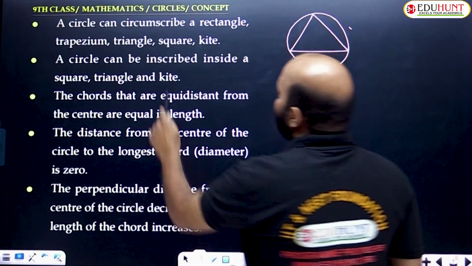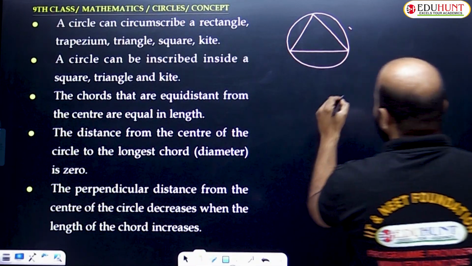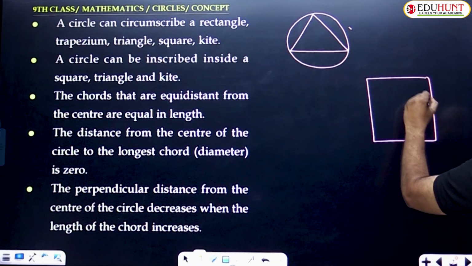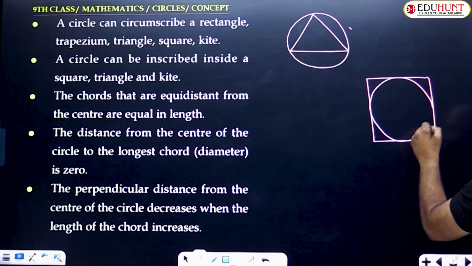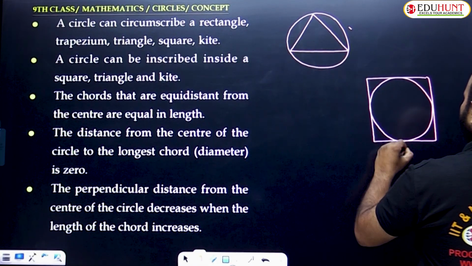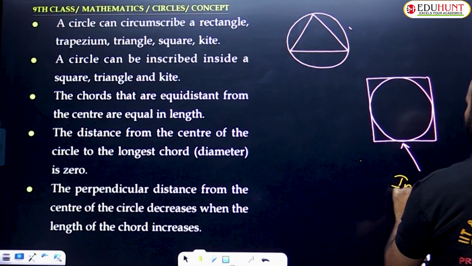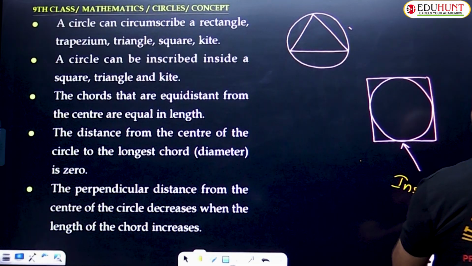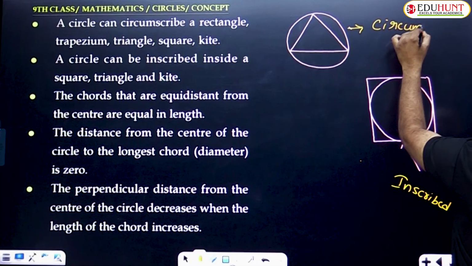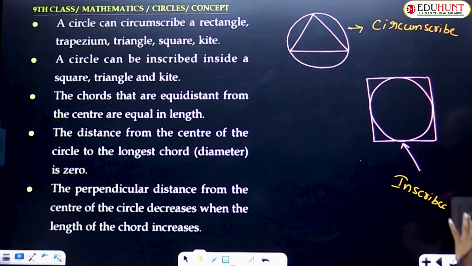Next one: a circle can be inscribed inside a square, triangle, or kite. For example, if we take a square, a circle inscribed is nothing but a circle drawn inside the square. So it is called inscribed. Inscribed, circumscribed.